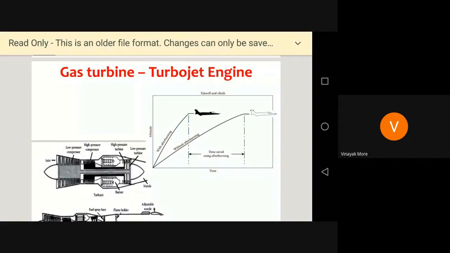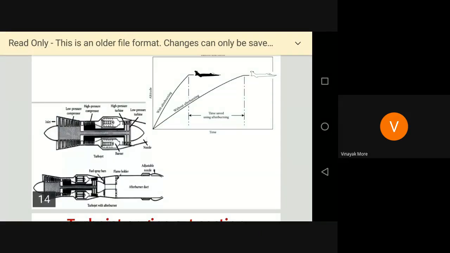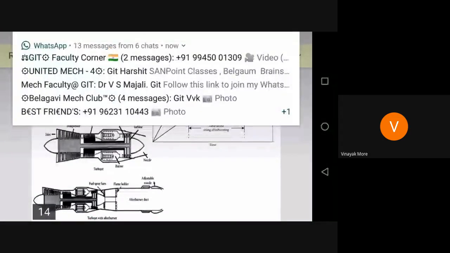Now next is the gas turbine engine with afterburner. So here you can observe a gas turbine engine at the top, which again has 3 stages. Here you can see the compressor has 2 stages, and the turbines are also 2 stages, and both are connected with different shafts. Such things we can call multi-spool engines. So spool in the sense is a hollow shaft.